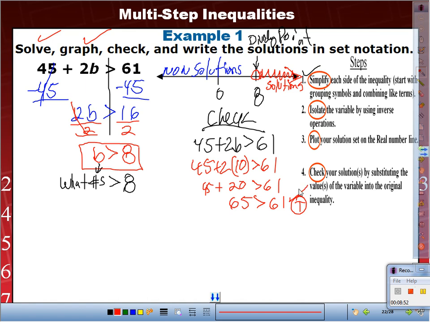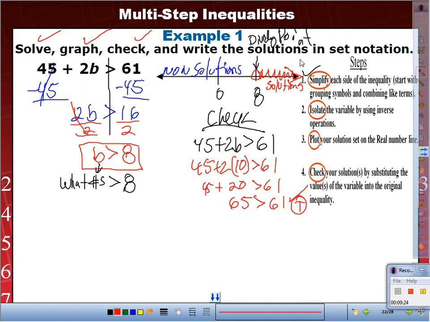So question. Look up. Here's a follow-up question. If we use the number from the solutions and it gave us a true statement, tell your neighbor what would happen if we substitute a number from here. That is correct. It would be false. So, let's see. Are we done solving? Yes. Graphing? Yes. Checking? Yes.